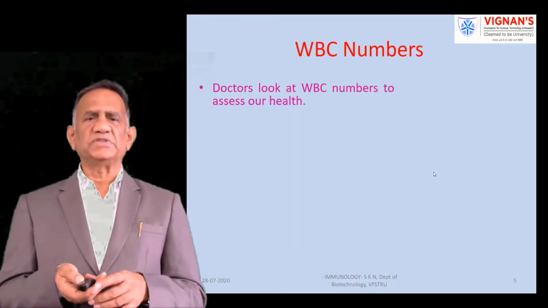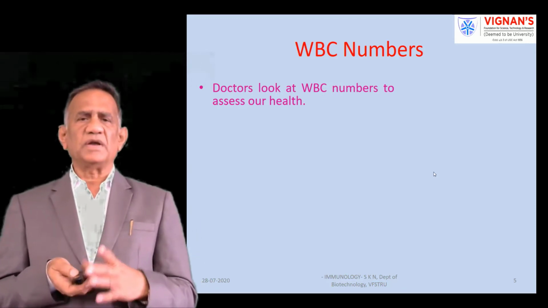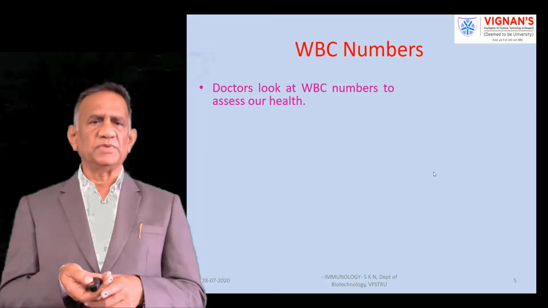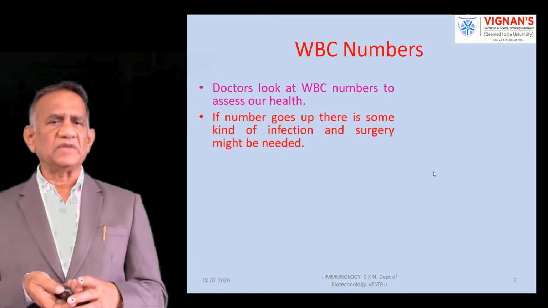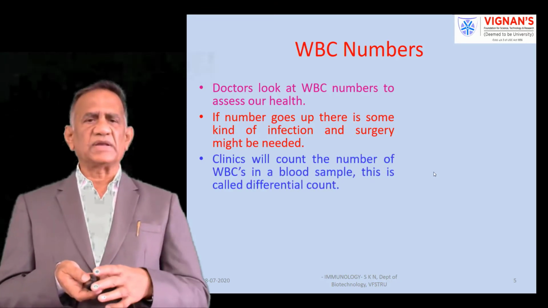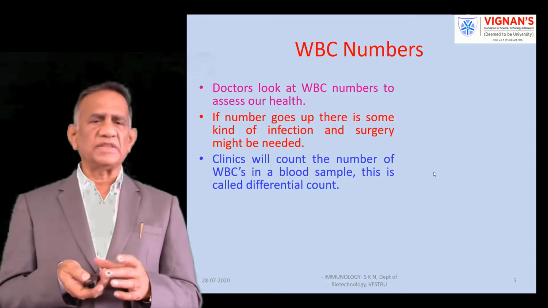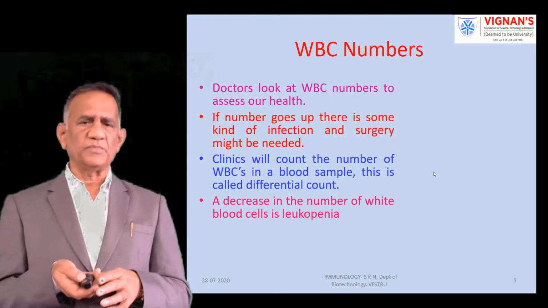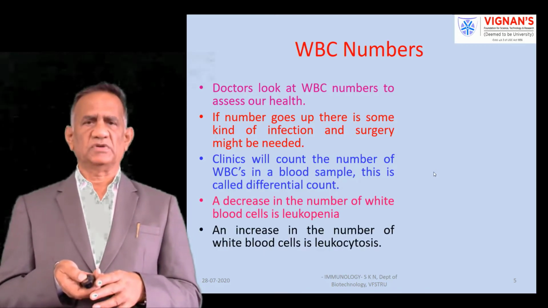Now let us see the WBC numbers. WBCs are most important for the clinical assessment of an individual. That's why doctors look at WBC numbers to assess our health. If the number goes up, there is some kind of infection and surgery might be needed, as the doctor thinks. Clinics will count the number of WBCs in blood samples. This is called the differential count. A decrease in the number of WBCs is called leukopenia. An increase in the number of WBCs is called leukocytosis.